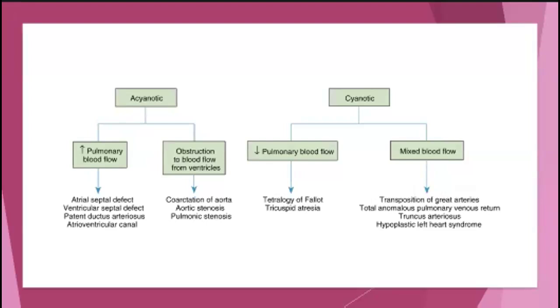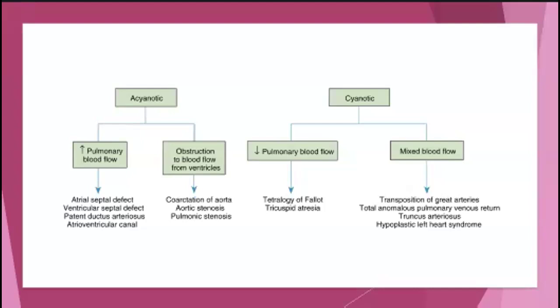Our four major groups within this: the acyanotic has an increased pulmonary blood flow, or it could have an obstructive blood flow. And then we have our cyanotic lesions, which can either be a decreased pulmonary blood flow or a mixed blood flow.